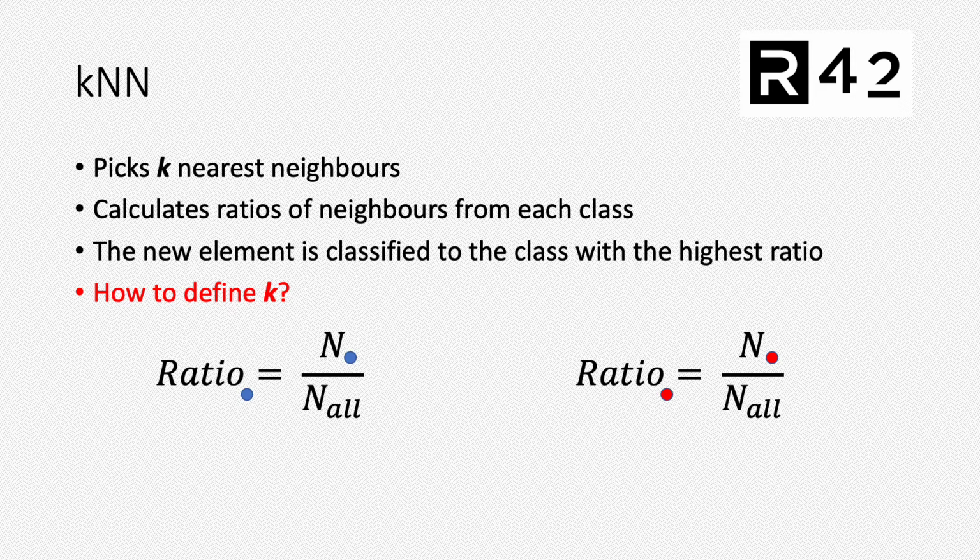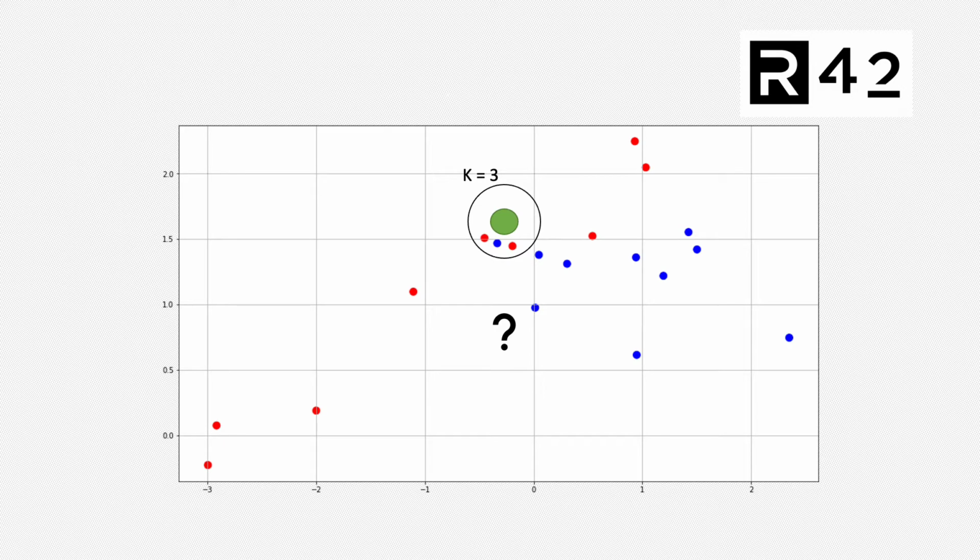Now we see this algorithm has the parameter k. Does this parameter affect the predictions, and how can we define the optimal k? So let's consider an example where k equals 3, and the two nearest neighbours are red and there's one neighbour that is blue. So we then label that element as red.